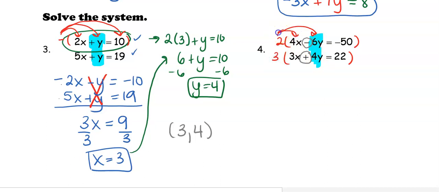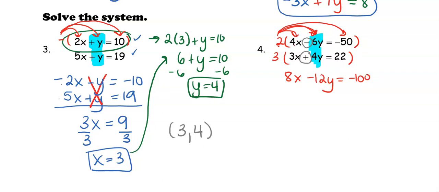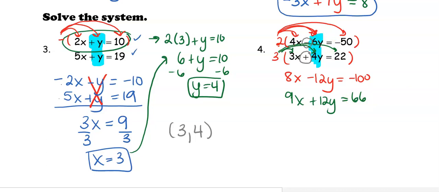We distribute that 2 to everything on top, so that becomes 2 times 4, which is 8x, 2 times a negative 6, which is a negative 12y, equal to 2 times a negative 50, which is a negative 100. Then we distribute that 3 on the bottom. 3 times 3 is 9x. 3 times 4 is a positive 12y. And 3 times 22 is going to be a positive 66.